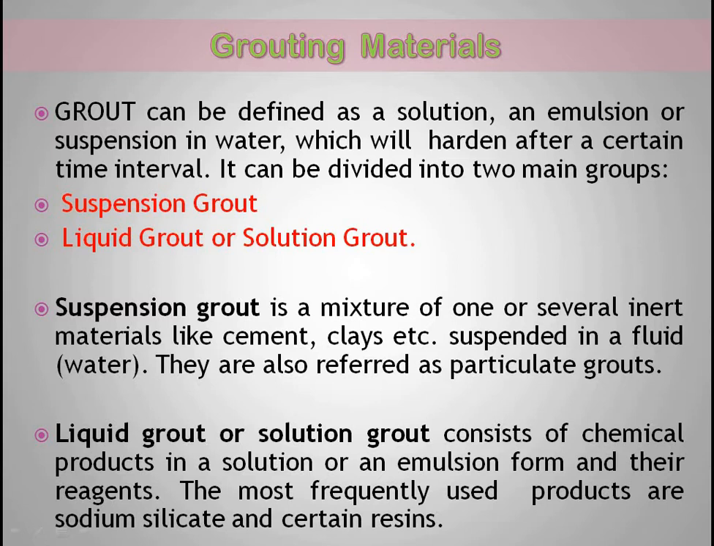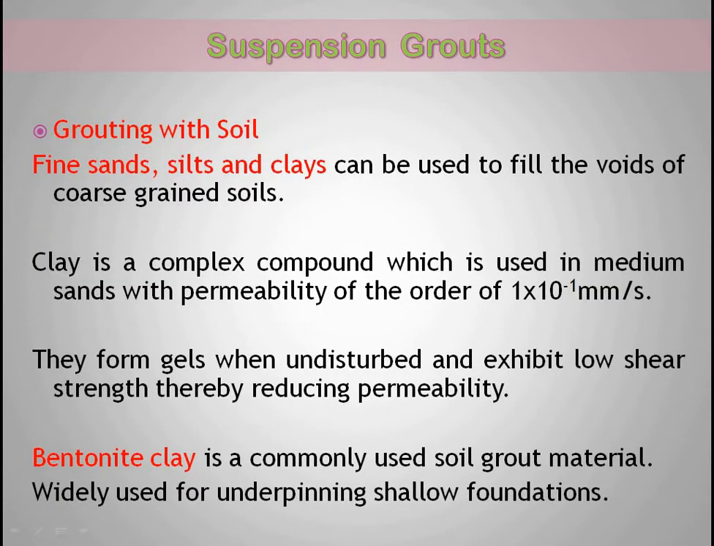What is suspension grout? It is a mixture of one or several inert materials like cement and clays, suspended in a fluid-like material. The usual fluid selected is water, and they are also called particulate grouts. The second main group of grouting material is solution grout. This consists of chemical products in a solution or an emulsion form and their reagents. The most frequently used products are sodium silicate and certain resins. We'll see these two types of grout materials in detail.